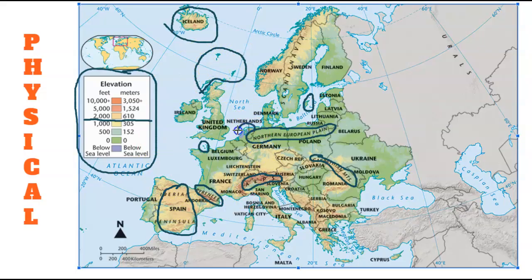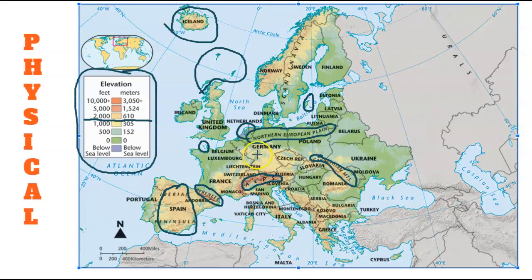I see a little purple area here in the Netherlands, and if I look at my key over here, I see that purple means below sea level. So I can say that in the Netherlands, there's land that is below sea level. The green we've already talked about is sea level and the plain. And then we have some small hills here. And then the more yellow and brown, the higher the hills. The Alps are very, very high. The Carpathian Mountains, not so much.